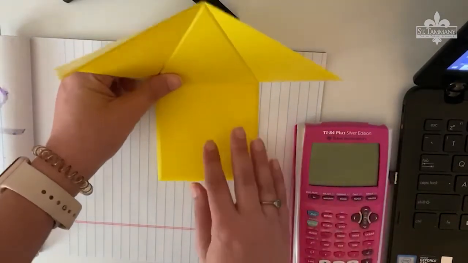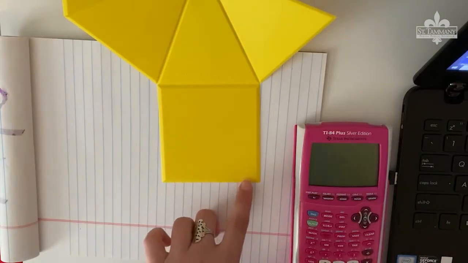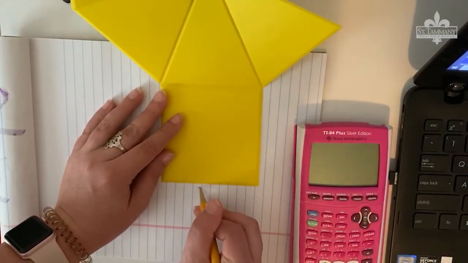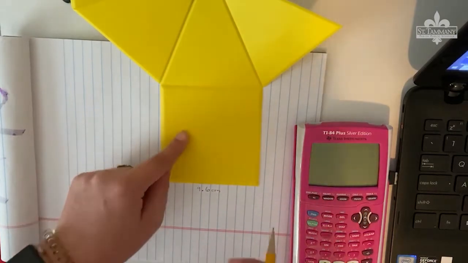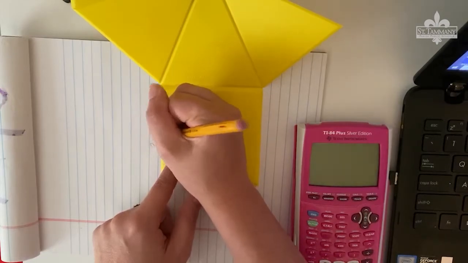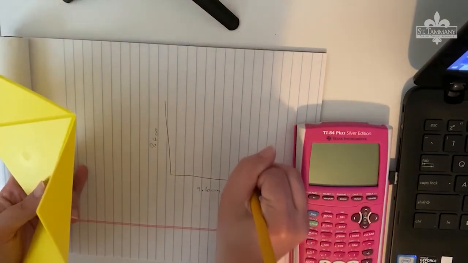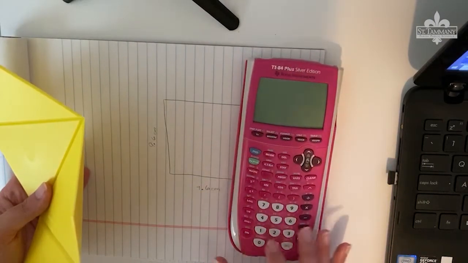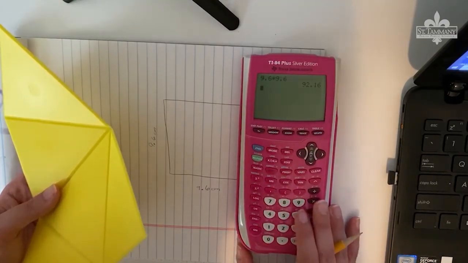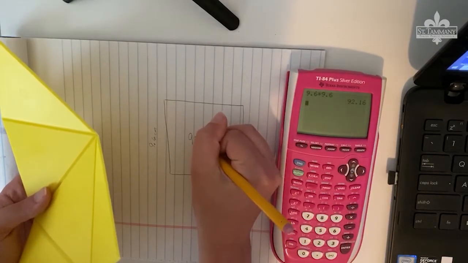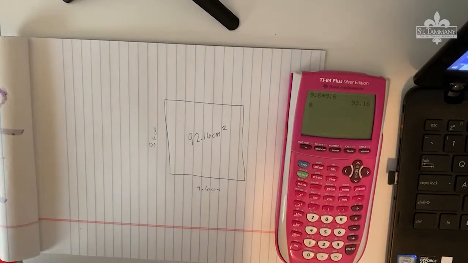And so if we measure the square, when we measure one side, we get 9.6 centimeters. And because it's a square, I know that this side is also going to be 9.6 centimeters as well. And so to find the area of a square, I just multiply the 2 sides together. So I'm going to multiply 9.6 times 9.6, and that gives me 92.16. So the square is 92.16 centimeters squared. That is the area of just the square.